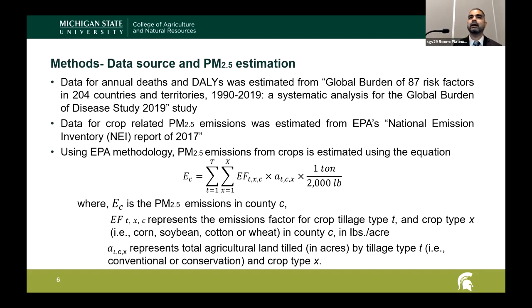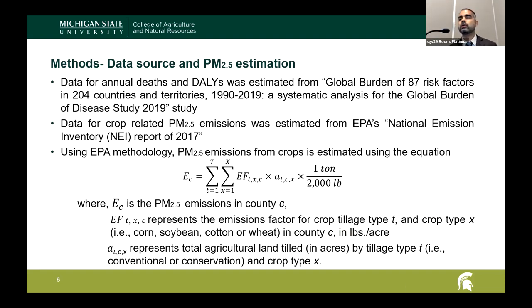So, methods. The data for our study comes from two major sources. Annual death and DALYs data come from the Global Burden of Disease Study, which provides death and DALY for all 48 states. And data for crop-related PM2.5 emissions came from EPA's National Emission Inventory Report of 2017. And we used the EPA wagon wheel tool to estimate emissions from each of the following crops.